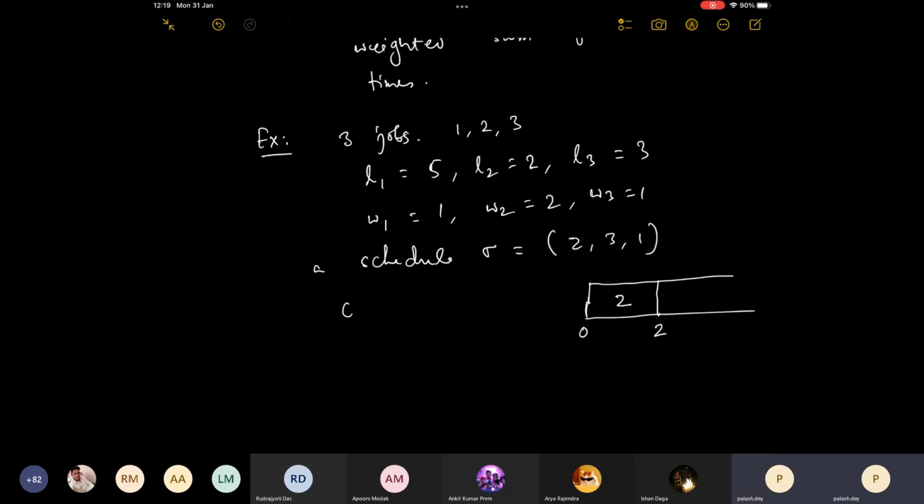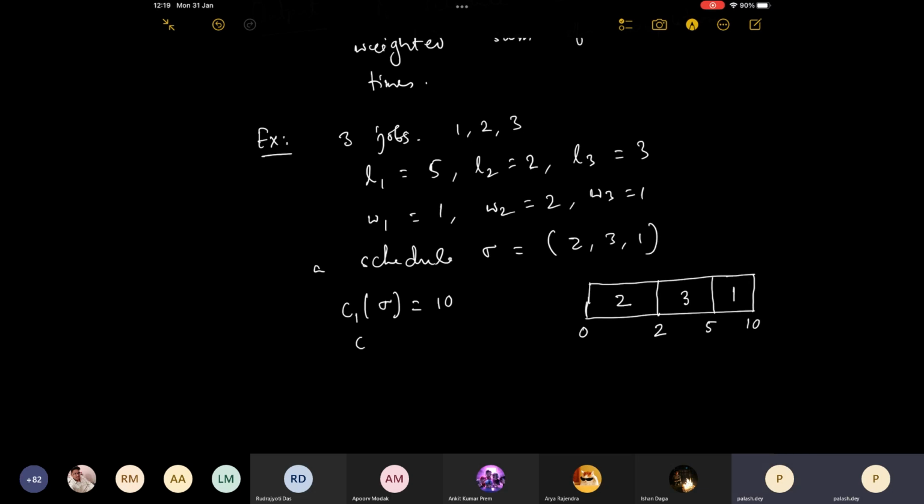Then I execute job 3 and it takes 3 units of time, so this must be 5. And then I execute job 1, it takes 5 units of time, so this is 10. So completion time of the first job according to sigma will be what? When does the first job finish? It's 10.